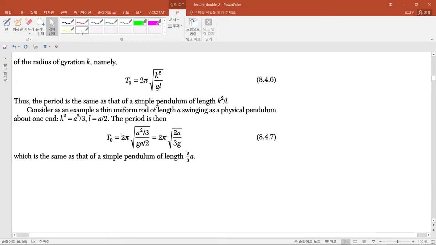If you write it with the radius of gyration, what was T0? T0 is equal to 2 pi times the square root of I over m g l. Introducing the radius of gyration, as was explained, the m cancels, and you have 2 pi times the square root of k squared over g l. So that is this one.